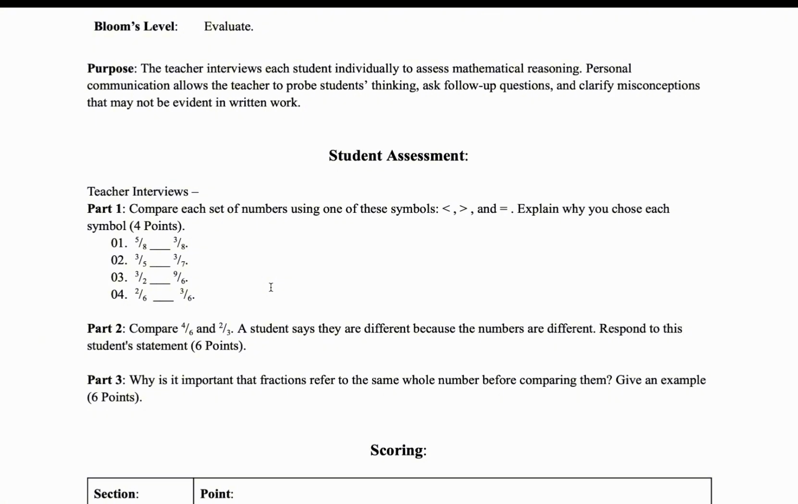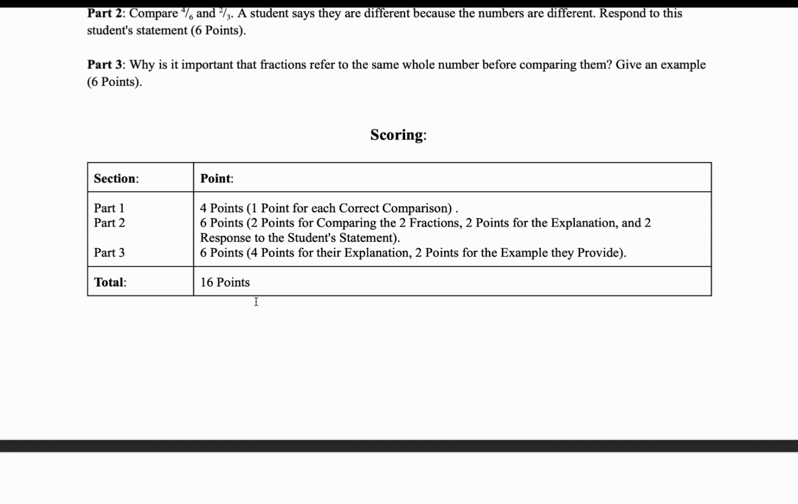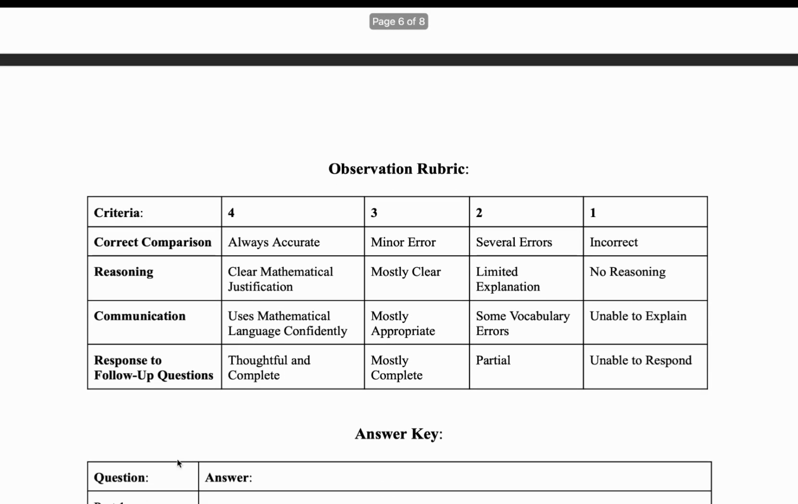And then finally, students will explain why fractions need to refer to the same whole before comparing them. This assesses whether students understand the concept behind the fraction comparison rather than just following a procedure. This entire section is worth 16 points and is scored using an observation rubric based on correct comparisons, reasoning, communication, and response to follow-up questions.